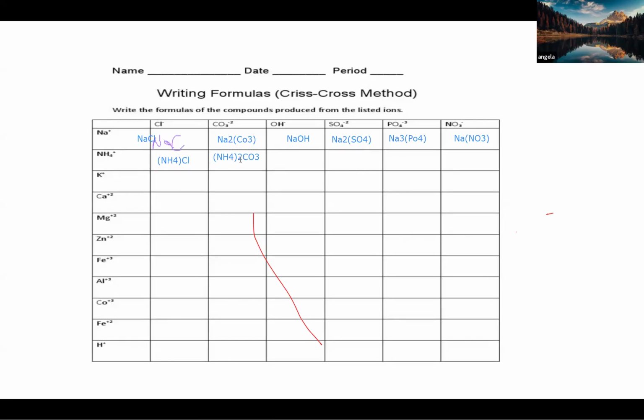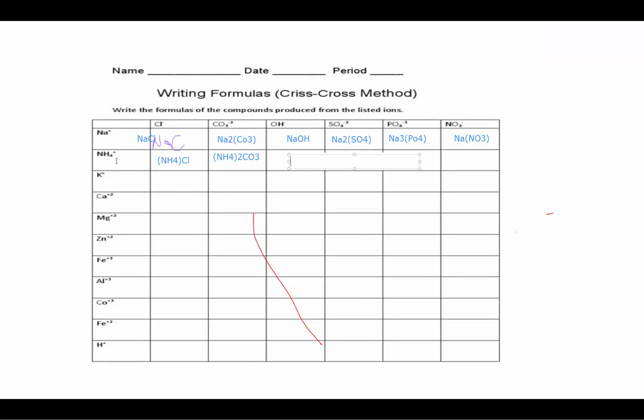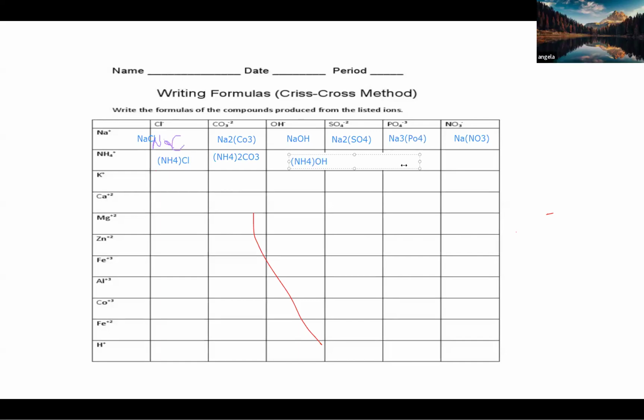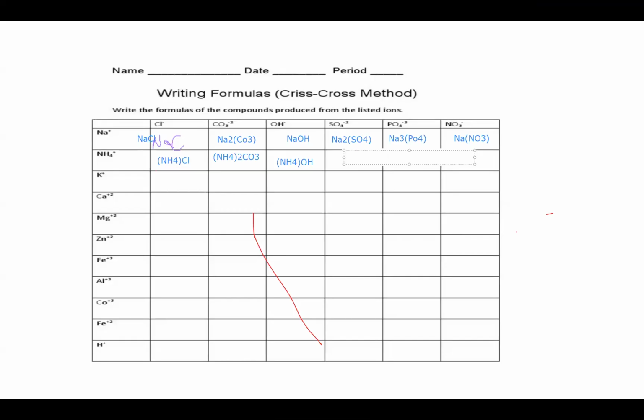So yes, there would be NH4 and then we're dropping the 2, and then the CO3 doesn't need anything because it just had a 1. Okay, you want to try this one? The OH 1 minus and NH4 1 plus. Yes, ma'am. It should be NH4 in parentheses with OH. And then you want to keep going. Sure. NH4 in parentheses with a 2 and then SO4.